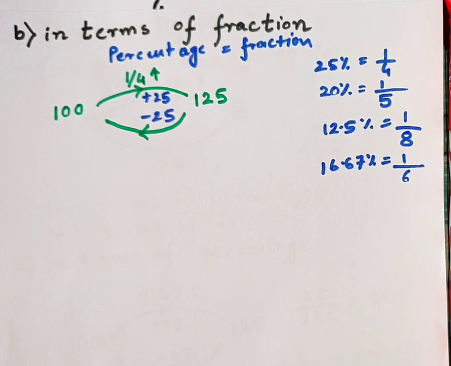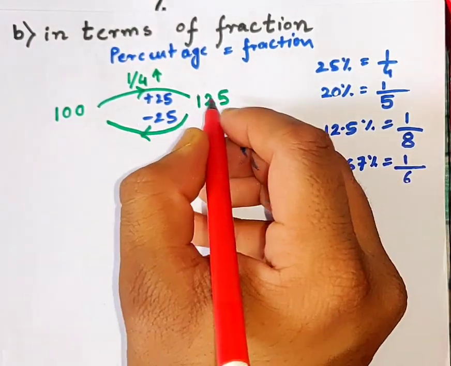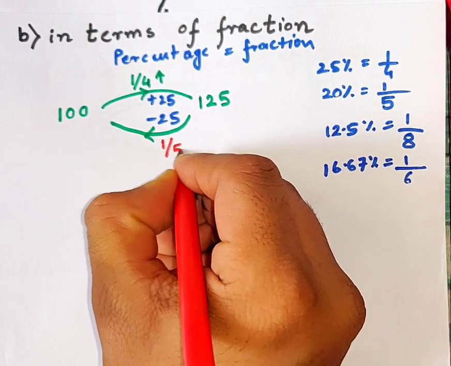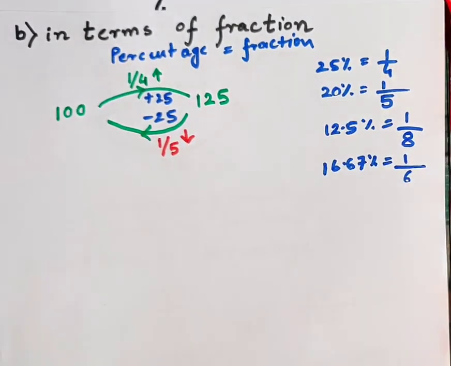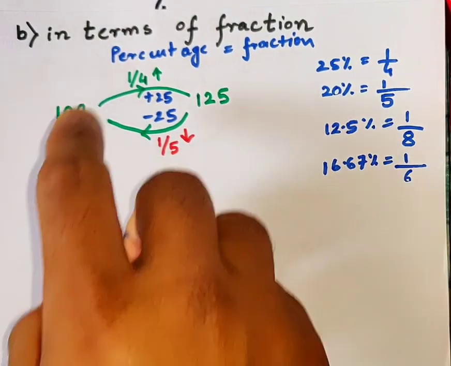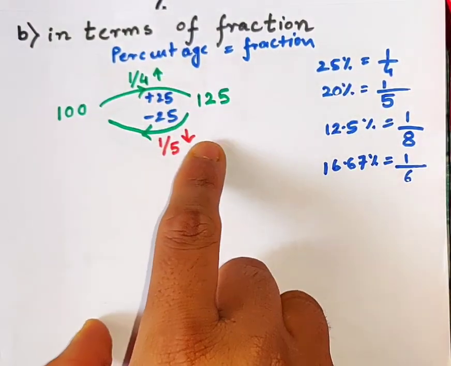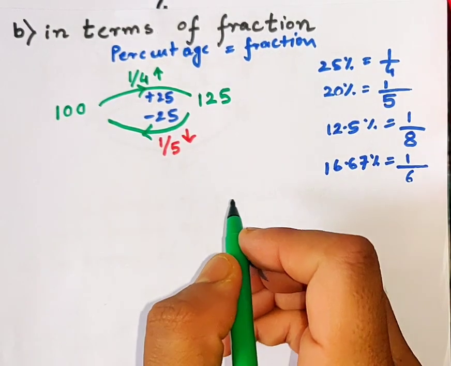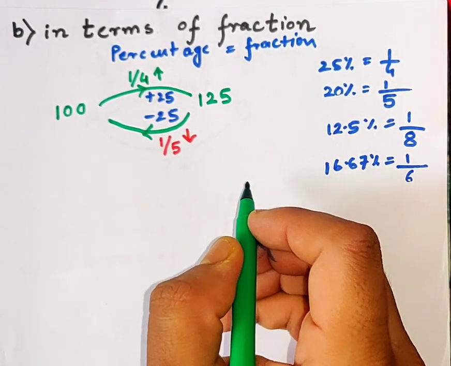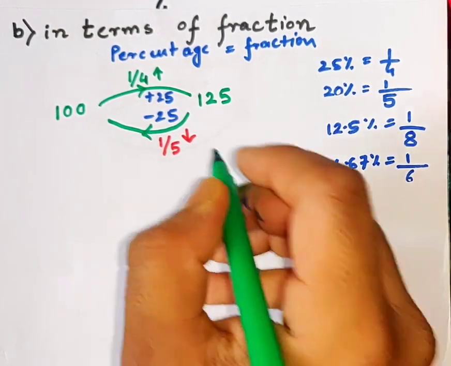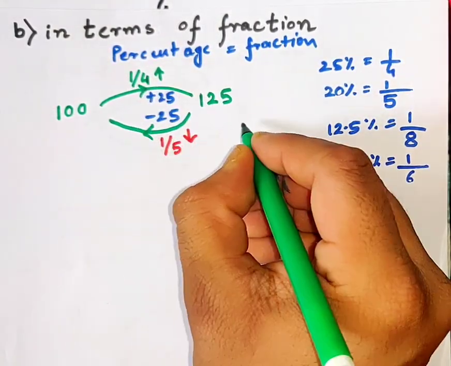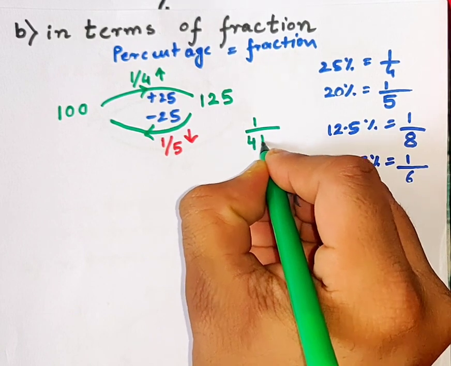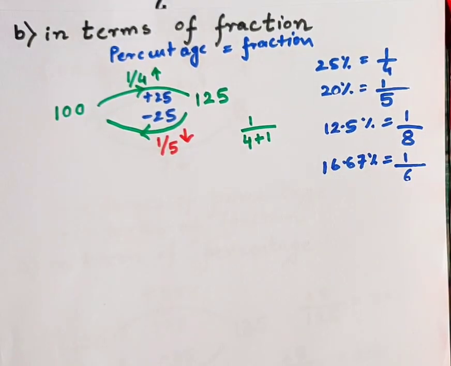So what is 25 by 125? It is 1 by 5. You need to reduce by 1 by 5. So what you increased by 1 by 4, you just reduced by 1 by 5. So this is the concept, nothing new. What we did was r by 100 plus r. In this it was 1 by 4, so you did 1 by 4 plus 1, that is 1 by 5.